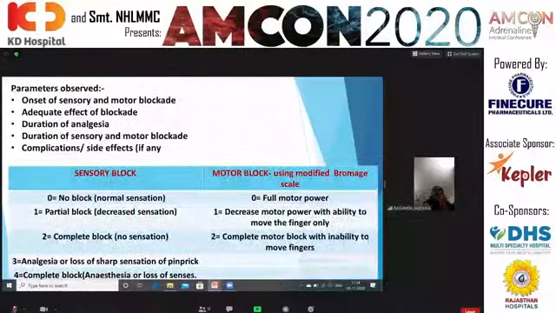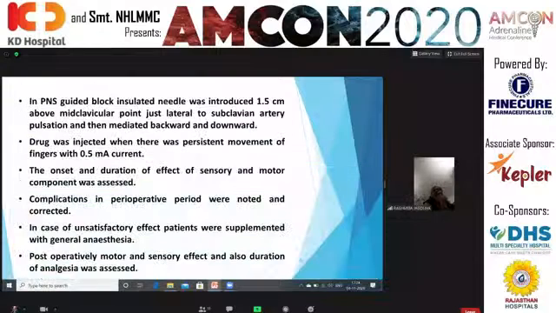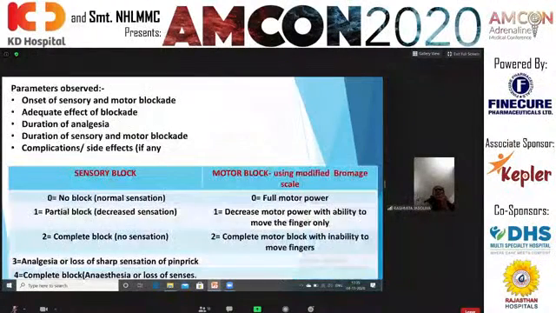In PNS guided, after persistent movement at 0.5 milliampere, the drug was given. If any complication was noticed during the perioperative period, it was corrected. If we note an unsatisfactory effect, we can give general anesthesia. Next slide, please. The main parameters, as I already said, were sensory motor blockade onset, peak effect, duration, and any complications. The sensory and motor block, according to the modified Bromage scale, was divided as shown in the table. Next slide, please.